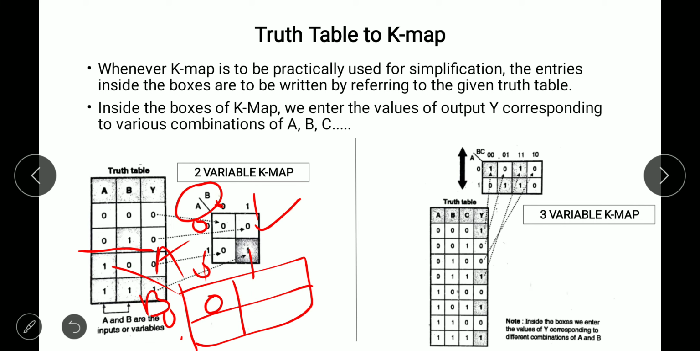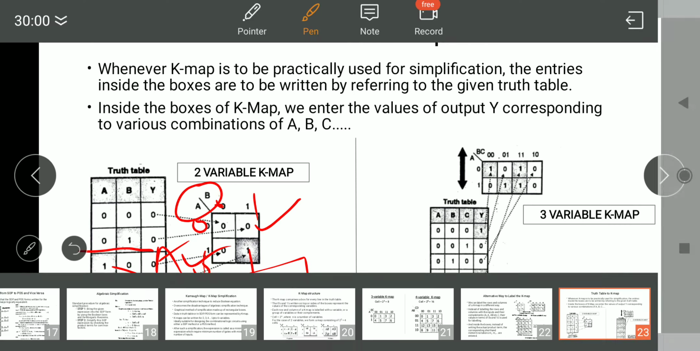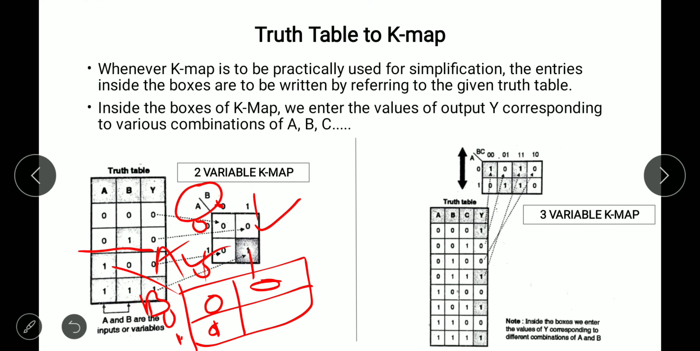but here A is 0 and B is 1, so we put 0 here. Then A is 1 and B is 0, that is placed here, because I changed the sequence. Here A is present on the lower side and B is present on the top side, but here B is present on the lower side and A is present on the top side. So for 1 1, we place 1 here and 1 here.